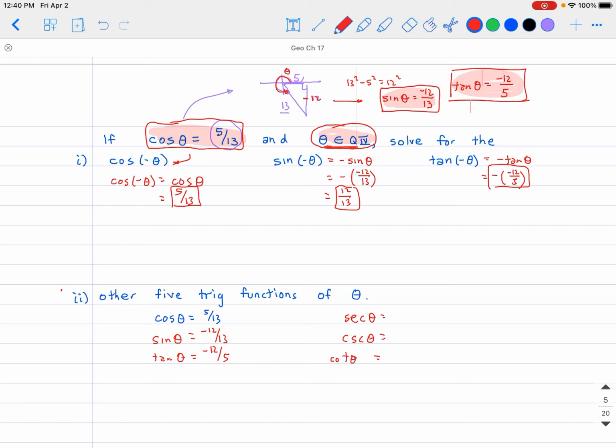So secant is supposed to be the reciprocal of cosine, which means it's equal to 13 over 5. This is by definition. Cosecant, by definition, is the reciprocal of sine of theta, so that is going to be equal to negative 13 over 12. And finally, cotangent is the reciprocal of tangent, so that is equal to negative 5 over 12. Those are the other 5 trig functions for theta in this case.